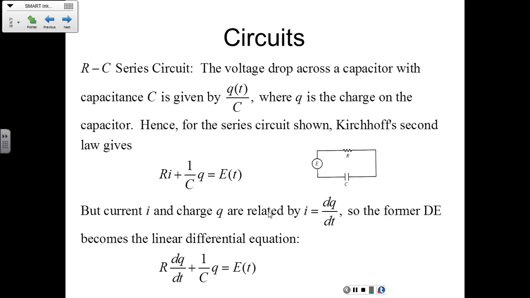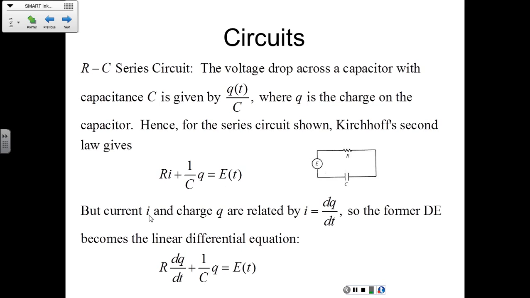The RC series circuit: the voltage drop across a capacitor with capacitance C is given by Q of t divided by C, where Q is the charge on the capacitor. Hence, for the series circuit shown, Kirchhoff's second law gives this equation: resistance times I plus 1 over C Q equals E of t.